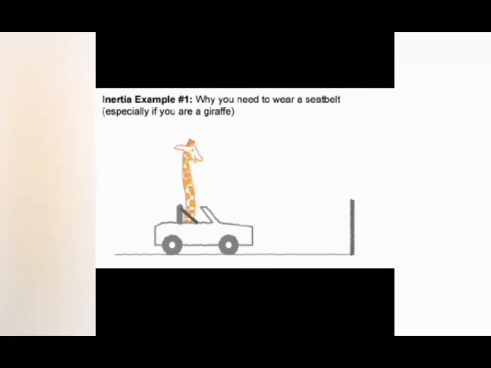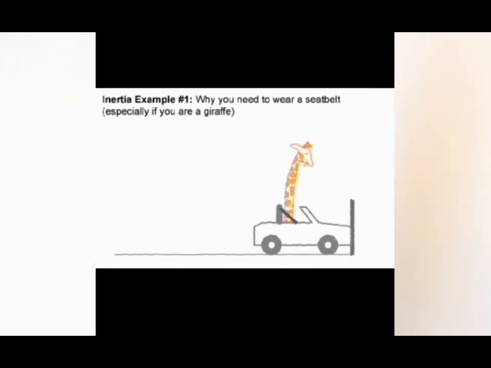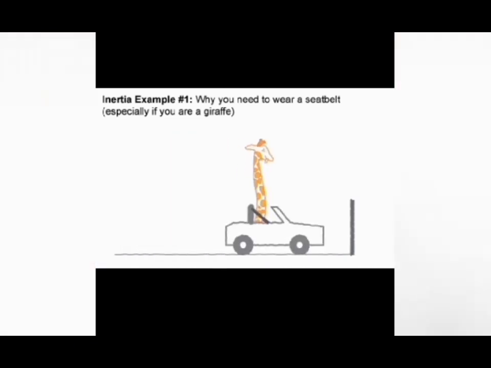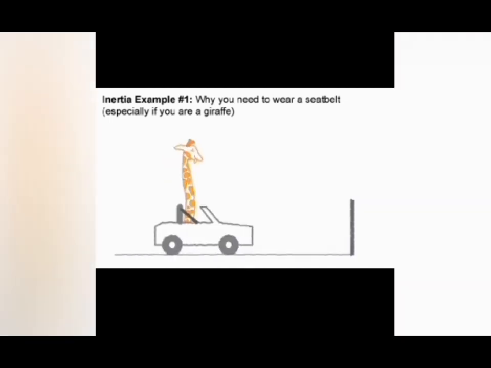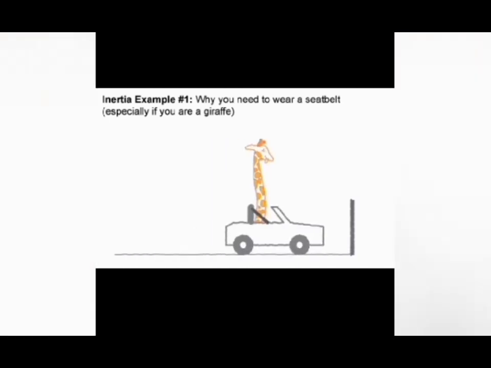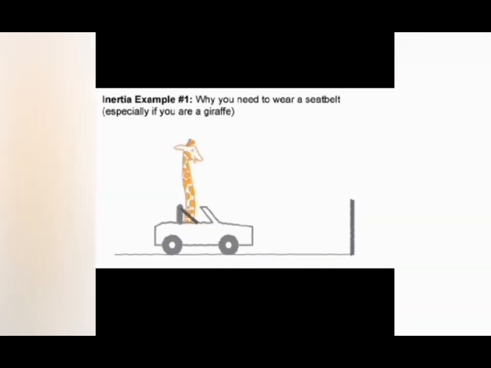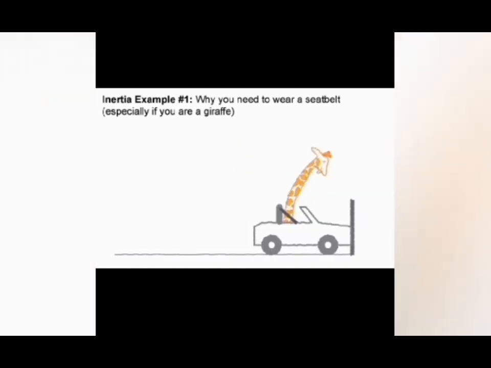Another example of the first law of motion: when the car strikes a wall, a giraffe moves in the forward direction because of the jerk felt by the giraffe. This is also an example of the first law of motion, that the body does not want to change its state of rest or of motion.